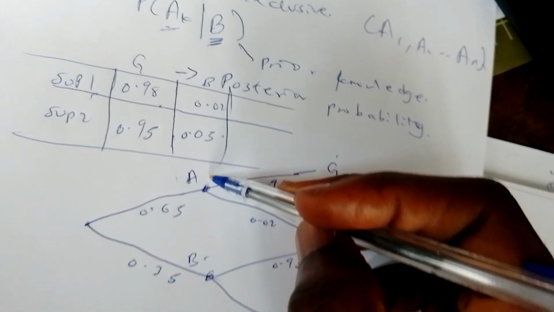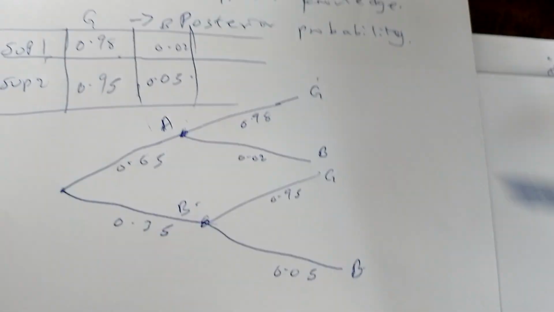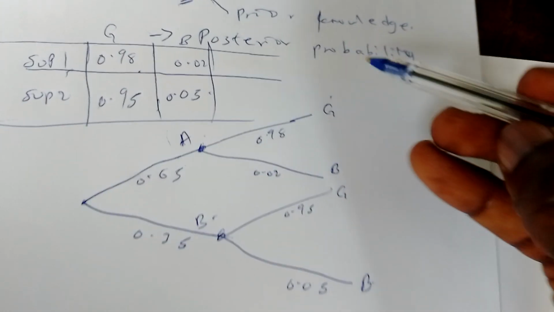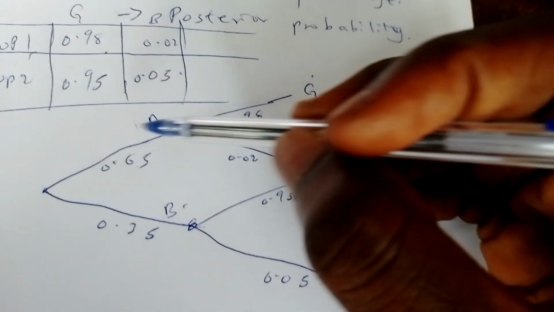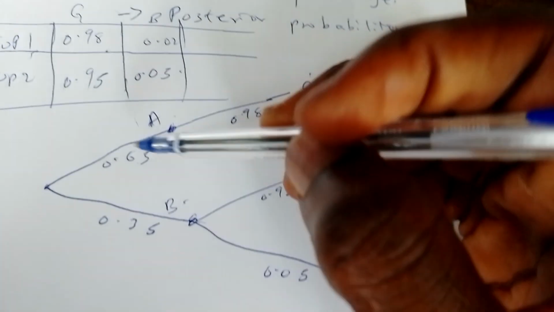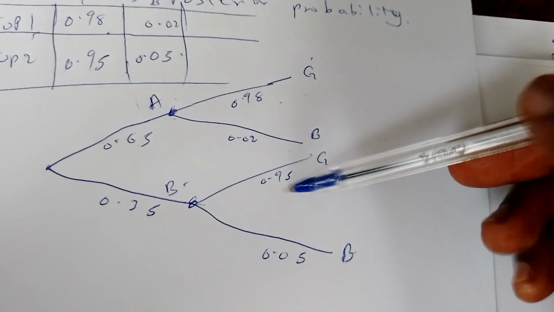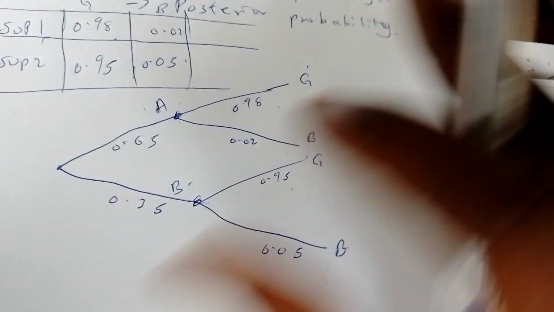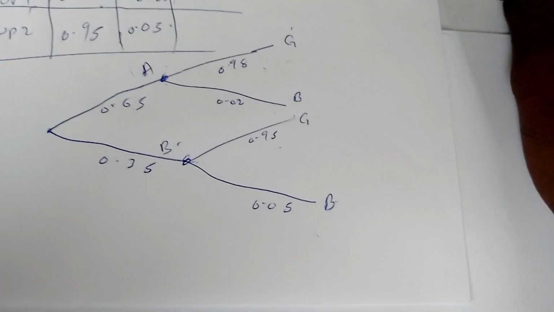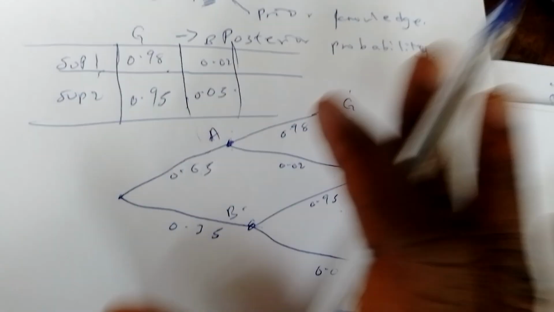So let's try to analyze what we are doing here. Let's call this supplier A and this supplier B. The probability that you have good items from supplier 1 is this times this. So here it's from supplier 1 and it is good. It's from supplier 1 and it's bad. From supplier 2 and it's good. From supplier 2 and it's bad. Okay, so that's the baseline.